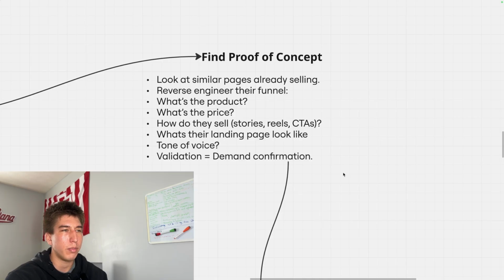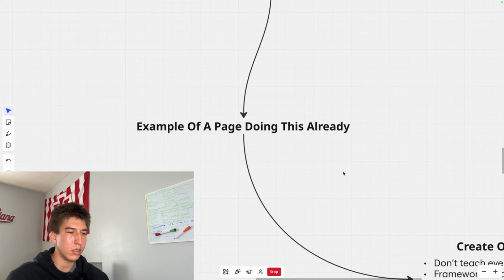And we'll get into landing pages, but a landing page is the ultimate way to make people excited about your product, because once they've gone through your content, once they followed you, once they actually click on the link in your bio, it should take them to some type of landing page. And this landing page should get them excited about the product that you're selling. And then what's their tone of voice and what's their validation? What's the demand confirmation?